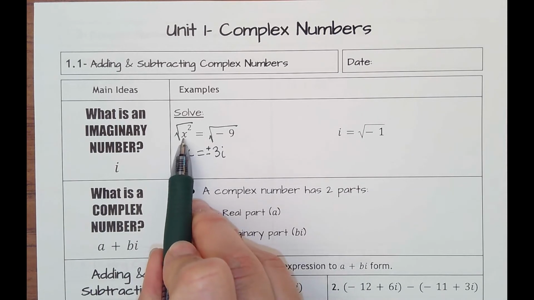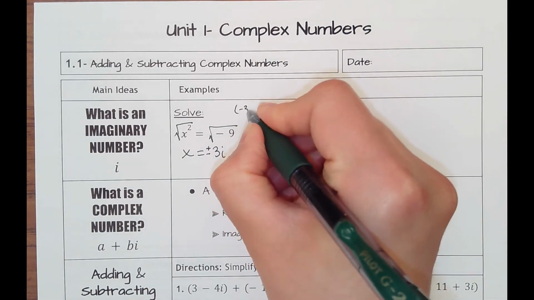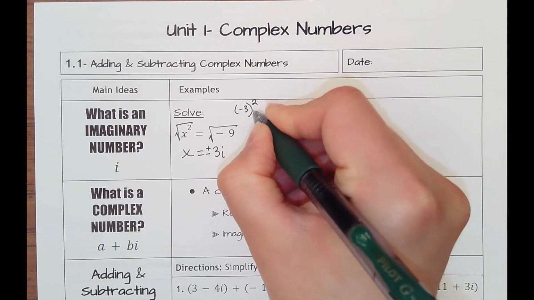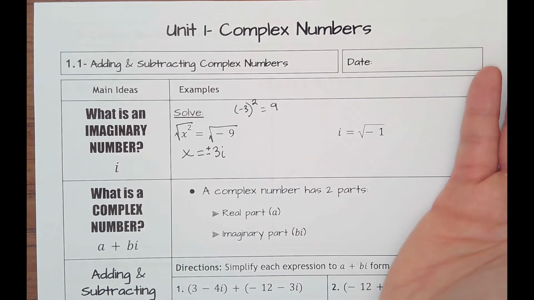This should equal -9. So let's try 3. If I plug in 3 and square it, 3 squared is 9. If I plug in -3, -3 times itself is also +9. So there's no possible number.